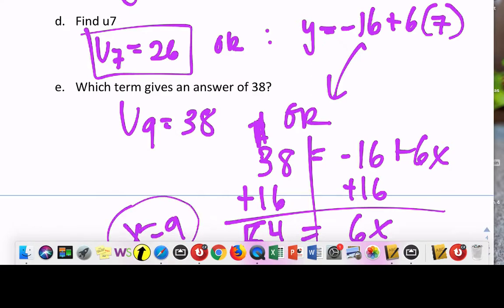So again, a few ways to figure it out in your calculator. You could figure out which gives you an answer of 38, or use the explicit equation. So in your assignment today, you'll be classifying sequences, arithmetic or geometric, and then writing up the sequences as well.